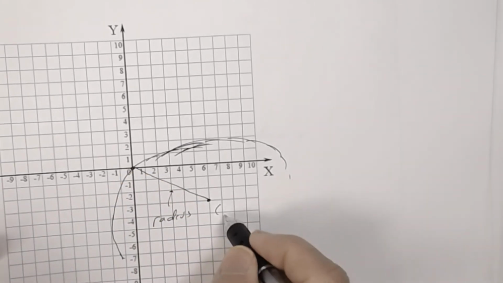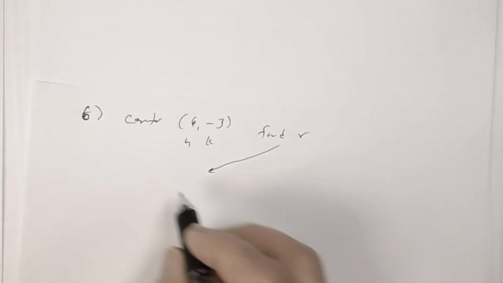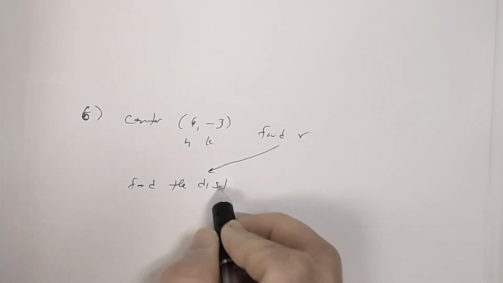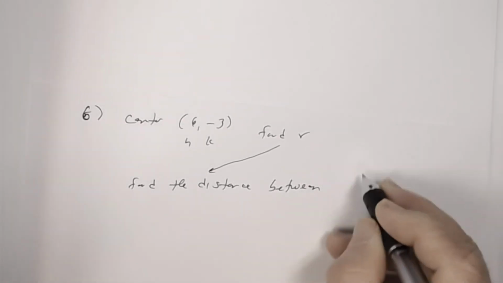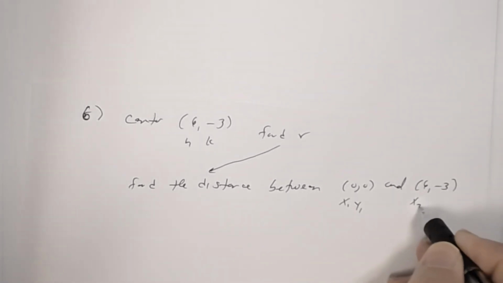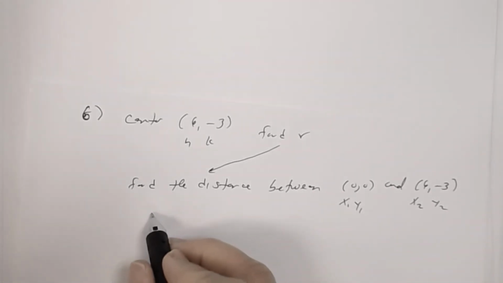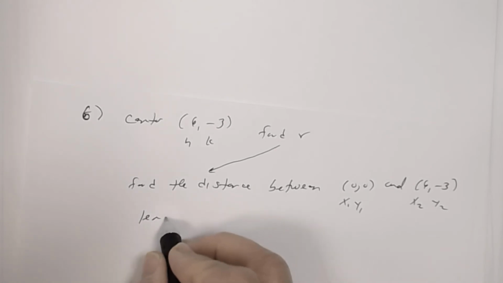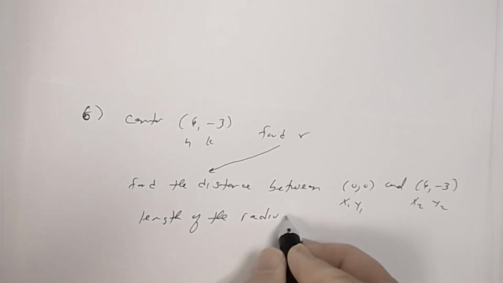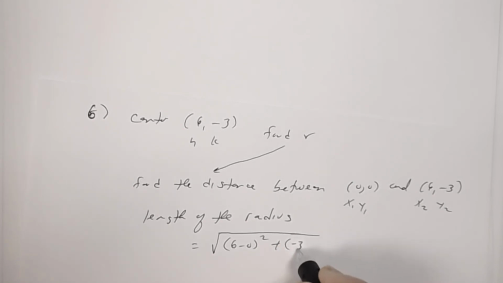To find r, remember you're going to find the distance between these 2 points right here. So that is 6, negative 3. We're going to find the distance between this point and the origin. So we're going to find the distance between 0, 0 and 6, negative 3. Let's call this x1, y1, x2, y2. It does not matter which one's x1, y1 and which one's x2, y2. So the length of the radius will equal, using the distance formula, the square root of, you're going to subtract the x coordinates, so 6 subtract 0 squared, plus negative 3 subtract 0 squared.